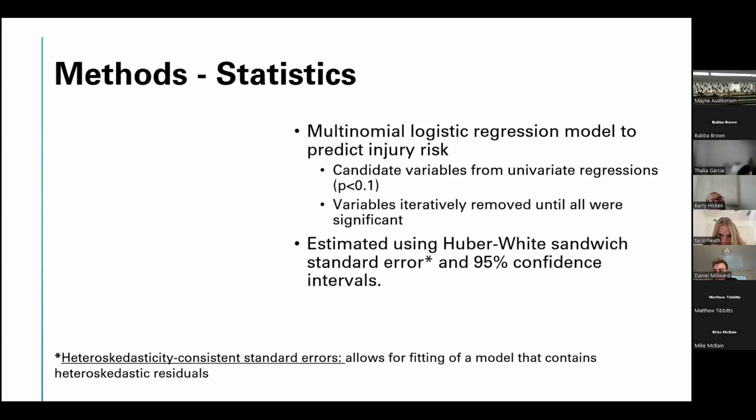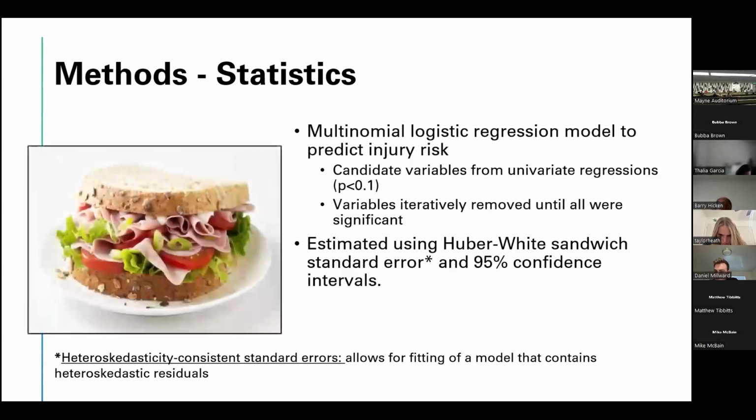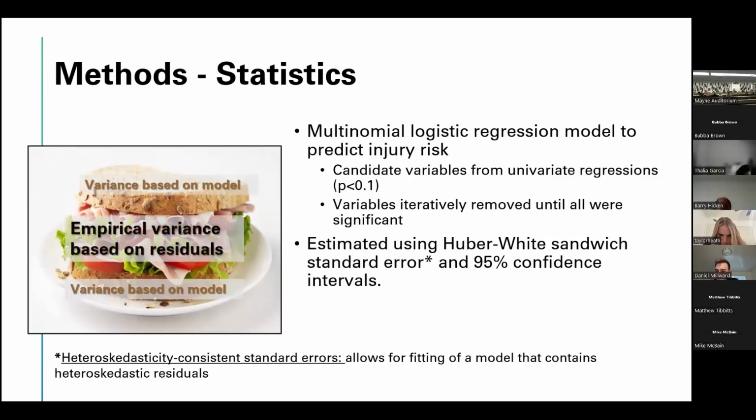I understand why they would use the sandwich term now, but apparently to my understanding, it allows for the fitting of a model that has heteroskedastic residuals or residuals of unequal variance. I looked into this further, not to go on too much of a tangent, but apparently they use the sandwich analogy because the bread of the model is variance based on the model, and then the meat itself is the empirical variance based on residuals. And I'm assuming the complicated math behind it would probably make the analogy make more sense, but now you know and now I know.